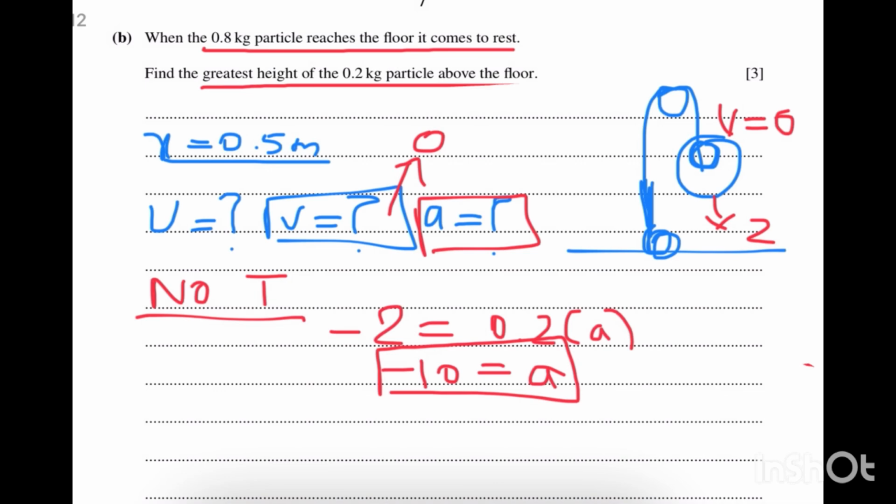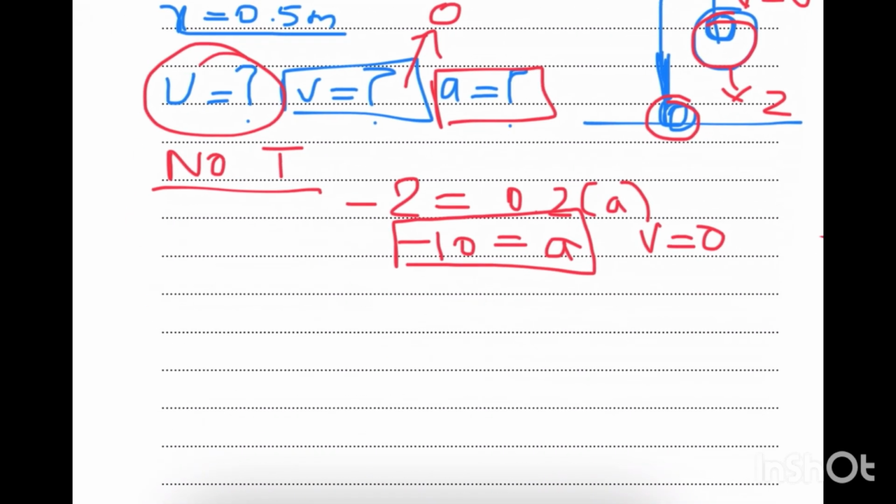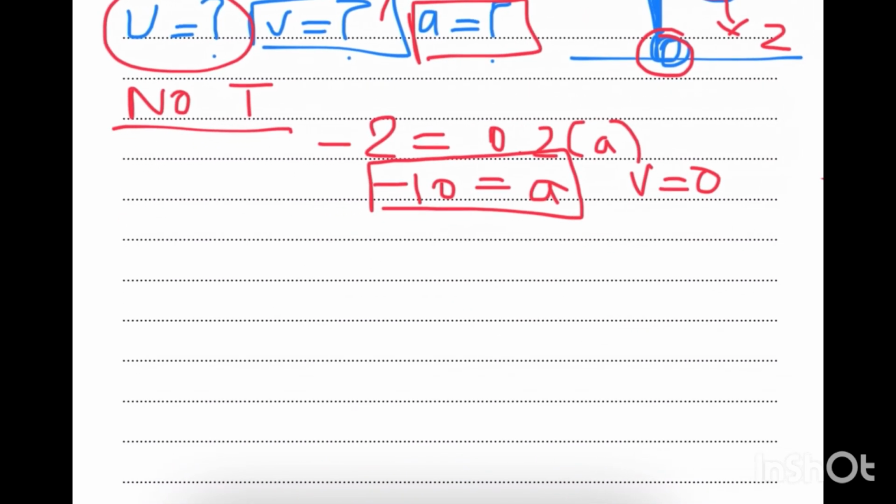Now we have the final velocity, which is 0, then the acceleration. What we don't have is the initial velocity. As we established in the previous part, as long as both the particles were connected by the string, they will have the same speed, acceleration, and distance. So the initial velocity of this particle will be the same as the speed of the other particle when it hits the floor. So now let's look at the initial velocity and how we can find that.